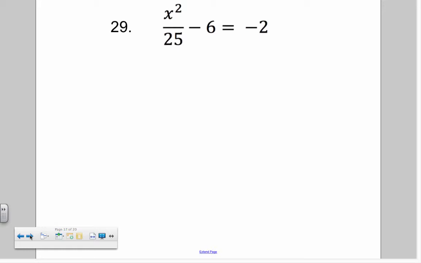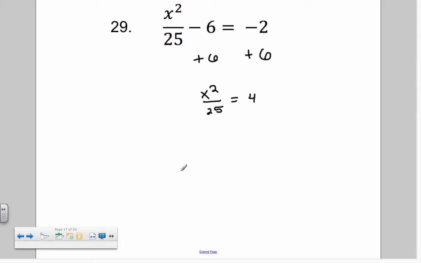Number 29 says x squared over 25 minus 6 equals negative 2. So again, we have to solve this by using inverse order of operations. The very first thing I'm going to do is get rid of this minus 6, and the inverse operation of subtraction is addition. So I'm going to add 6 to both sides. Negative 6 and positive 6 gives me 0, so I have x squared over 25 left on this side. And on this side, negative 2 plus 6 is a positive 4.